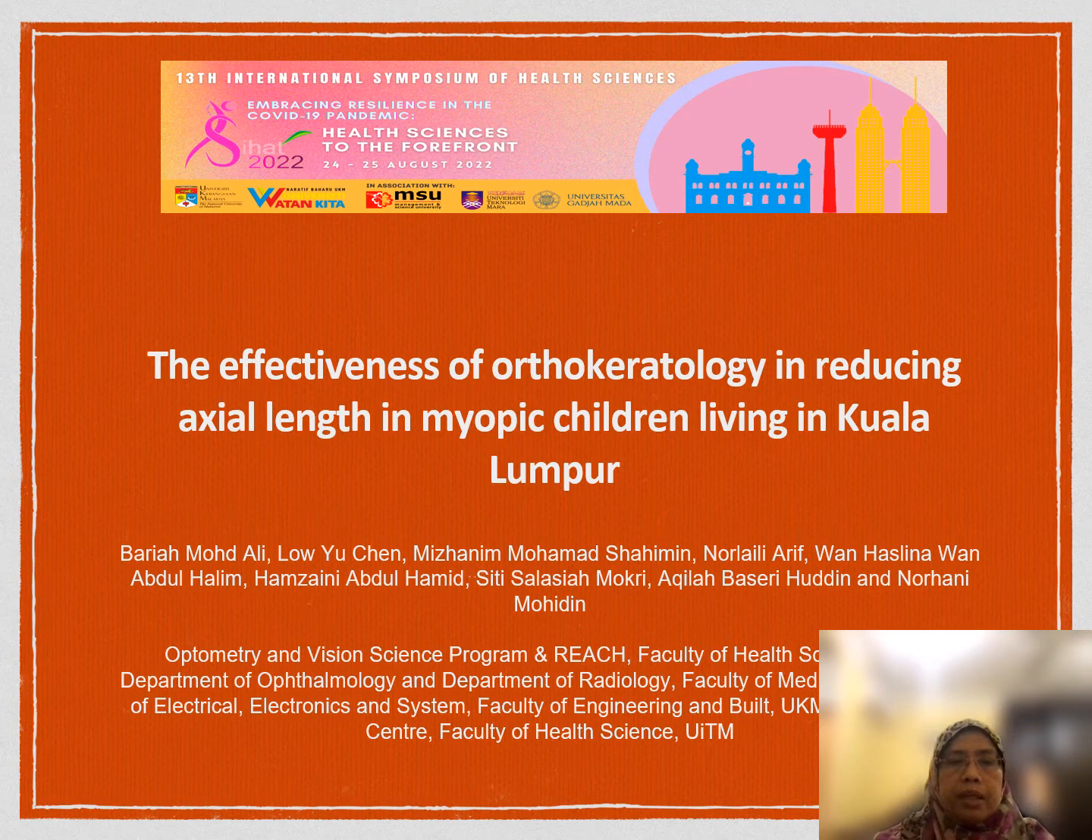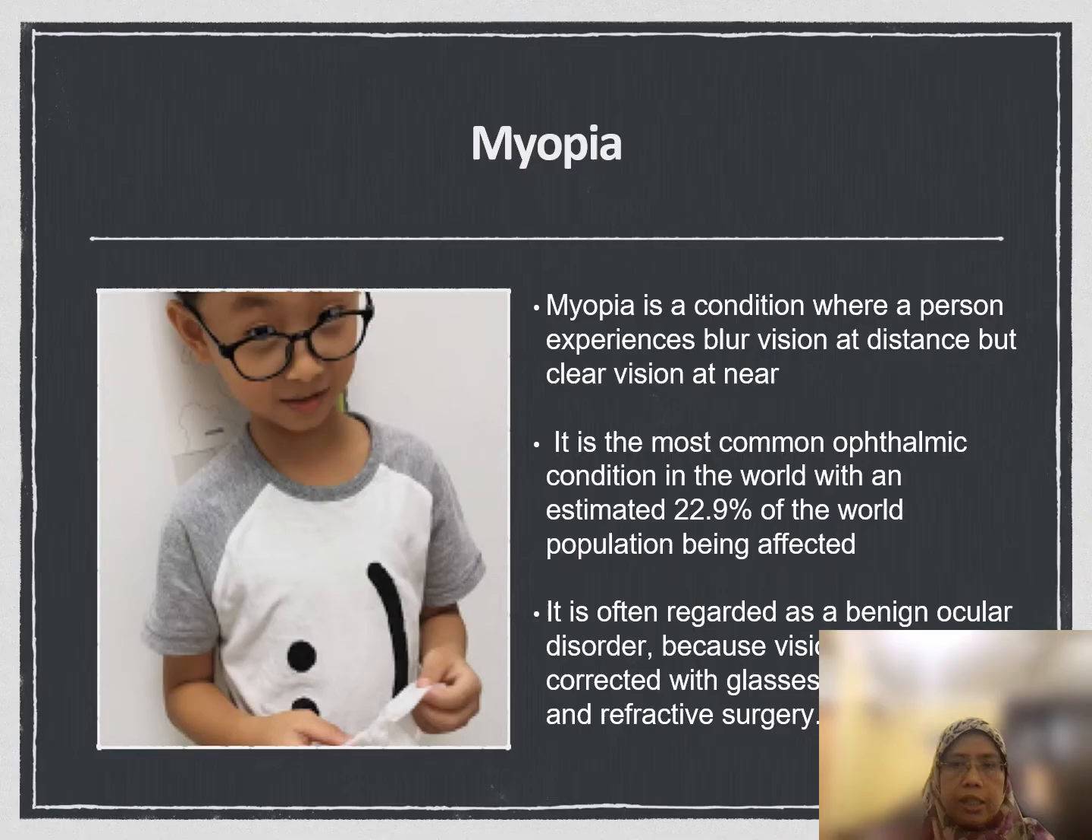Today I'm presenting a research project entitled The Effectiveness of Orthokeratology in Reducing Axial Length in Myopic Children Living in Kuala Lumpur. As an introduction, myopia is a condition where a person experiences blurred vision at distance but clear vision at near. It is the most common ophthalmic condition in the world, with an estimated 22.9% of the world population being affected. It is often regarded as a benign ocular disorder because vision of a myopic person can easily be corrected using glasses, contact lenses, and refractive surgery.